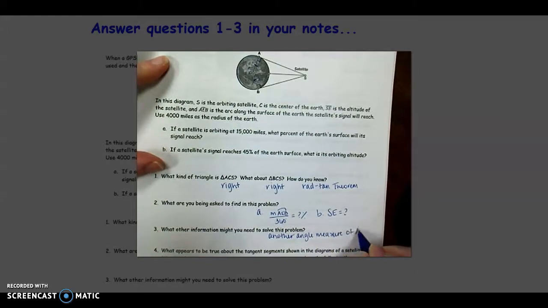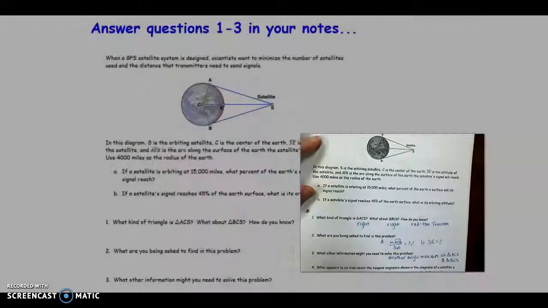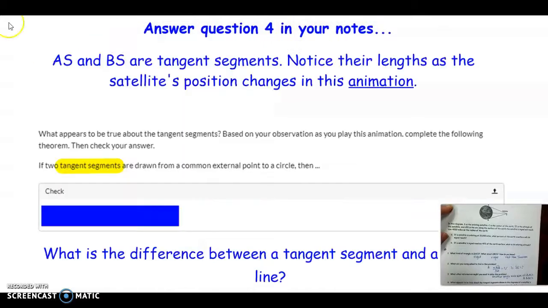of triangles ACS and BCS. That's what we need. All right, so we've answered questions 1 through 3. On question 4, it reminds us that AS and BS are tangent segments. So remember, that just means they intersect the circle at only one point apiece.